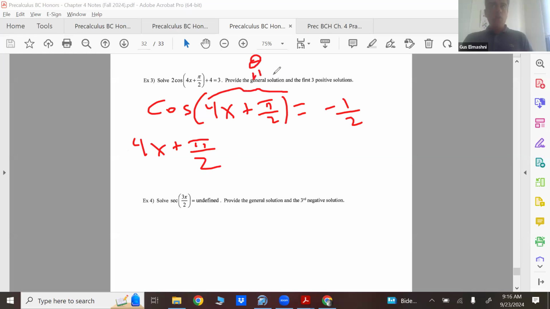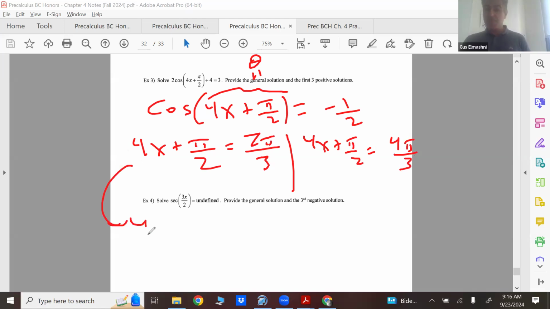So this is like theta, right? Where's cosine negative half? Q2 and Q3, right? Good. Excellent. Thank you, Kieran. So I do that. Fractions. You gotta be cool with your fractions. So that's gonna be pi over 6. 8 pi over 12 minus 6 pi over 12, 2 pi over 12 should be pi over 6. Or 4 pi over 6 minus 3 pi over 6. Yeah, I don't know why I did 12. That's dumb. So x is pi over 24.